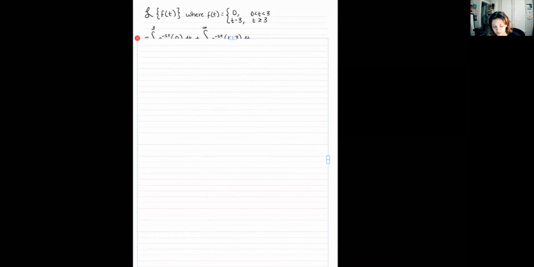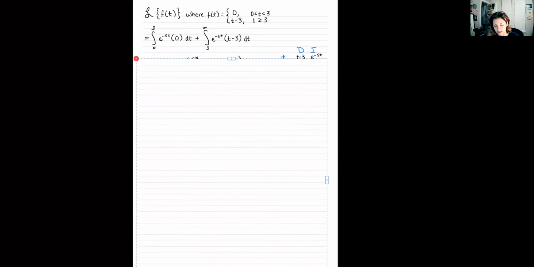So the first setup, when we talk about Laplace transforms, we want to take the integral. And in this case, since it's going to be two separate ones, we're going to have a proper integral and an improper integral. And as you can see here, I've set it up. Our first one is just the integral from 0 to 3 of e to the negative st times 0 dt, so times f of t for this part of the integral, and then plus our other integral, which is our improper integral, from 3 to infinity, of e to the negative st times t minus 3 dt.